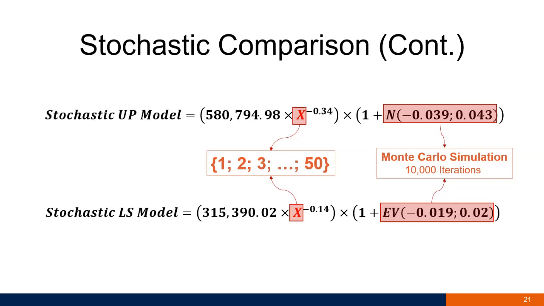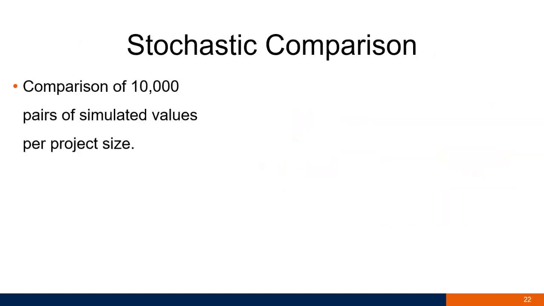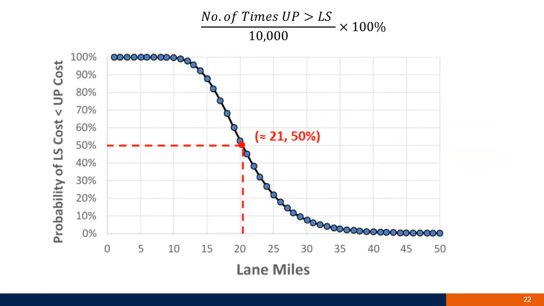and we ran 10,000 iterations using the Monte Carlo simulations on these 50 projects. That means the number of simulations done was actually 50 times 10,000. So the comparison of 10,000 pairs of simulated values per project size. So at the end, when we did the simulation, we found that the distribution of the data would follow this graph.